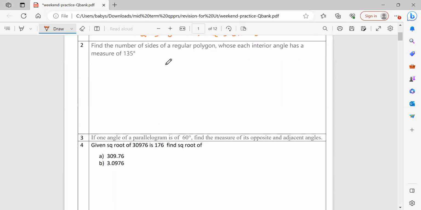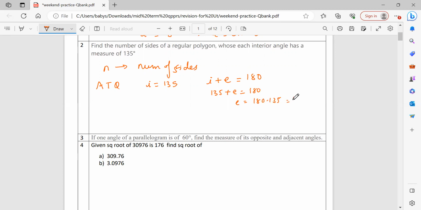Next, find the number of sides of a regular polygon whose each interior angle has a measure of 135 degrees. So let the polygon have n sides, because the number of sides, whatever is unknown, you take it as a variable, in this case n. Let n be the number of sides. So according to the question, each interior angle is 135 degrees. We know that I plus E form a linear pair, isn't it? So I plus E should give me 180, in which case 135 plus E will give me 180. So E should be 180 minus 135, which is 45.